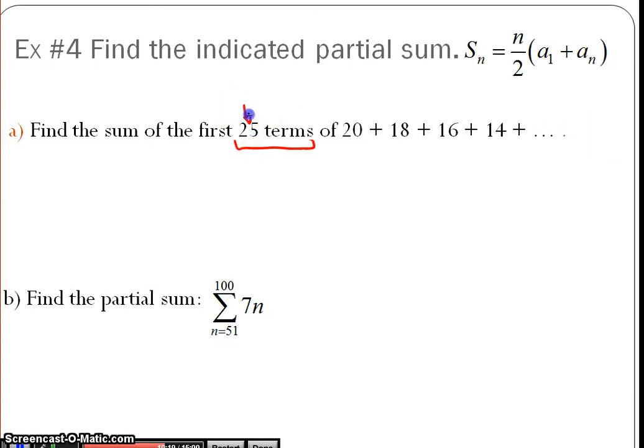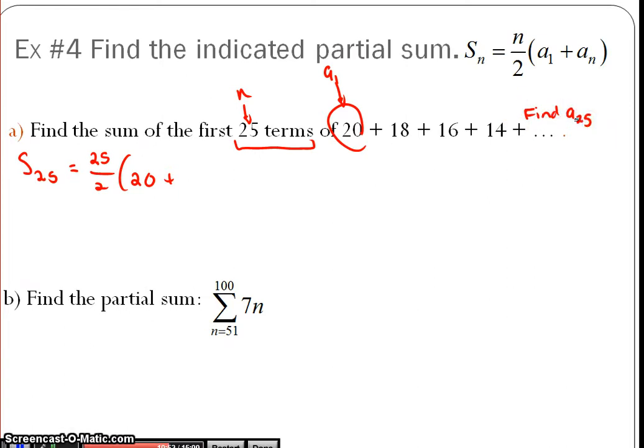So here it tells me my n is 25. So 20 is my first term, that's my a1. In order to find S25, the sum of the first 25 terms, it's the number of terms you're adding up, which is 25 over 2, times the first term a1, which is 20, plus a sub n. We need to know what a sub n is, where n is 25. So we need to find a sub 25.